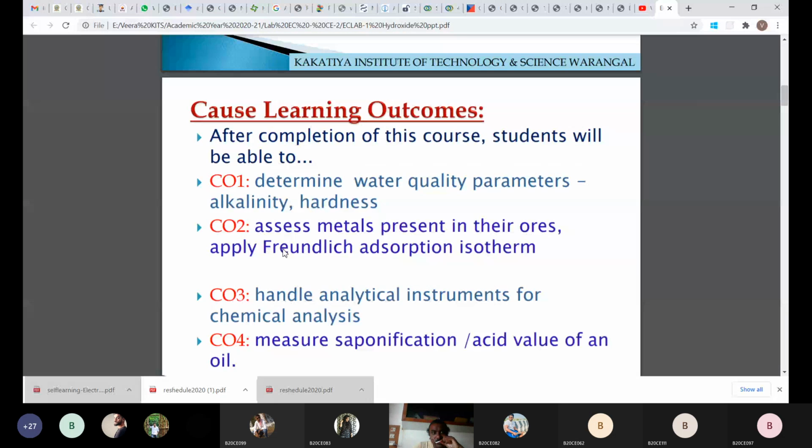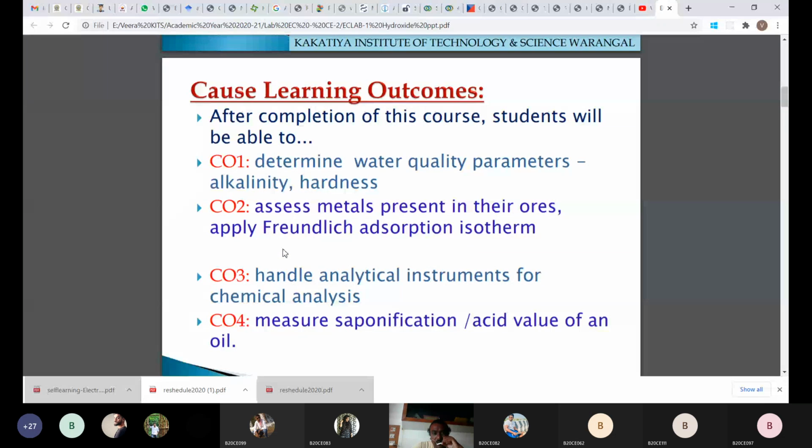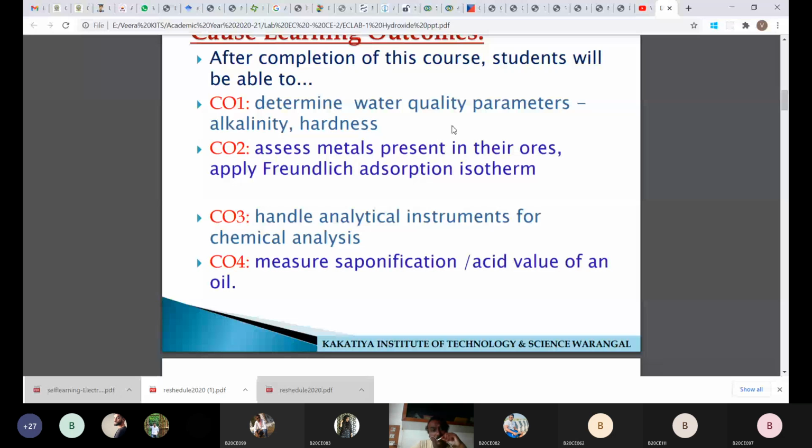So these are the course outcomes. So you'll be able to determine the water quality. So you should be able to assess the metals present in the ores. So for example, iron ores. So you will be able to estimate how much iron is present in the ore, and we will be able to deal with some analytical instruments which deal with chemical analysis, and we'll be able to determine the acid value of different oils.